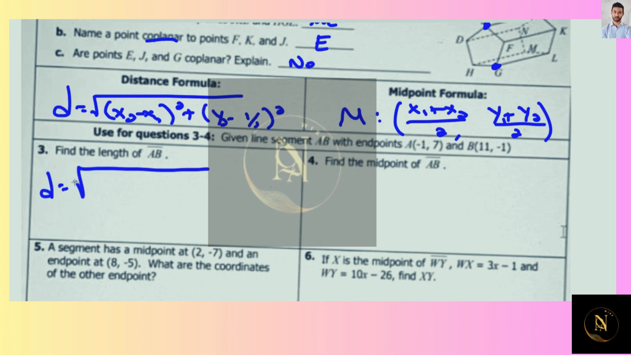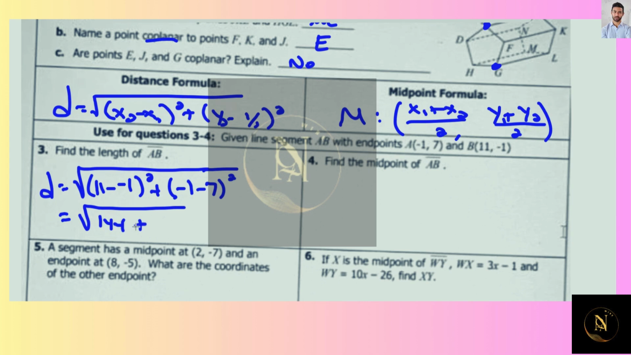So you could say x2 minus x1 squared plus y2 minus y1 squared. That's 11 minus -1 is 12 squared is 144. -1 minus 7 is -8 squared is 64. 144 plus 64 is 208, which is approximately 14.4.